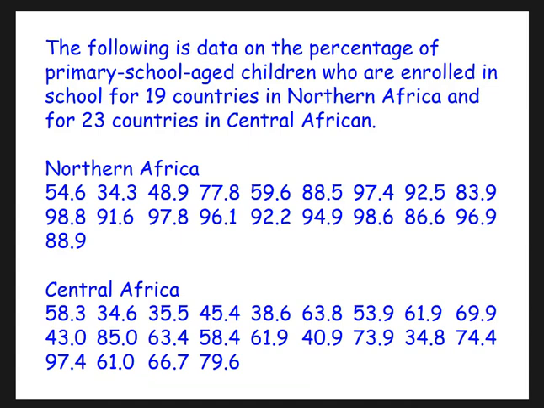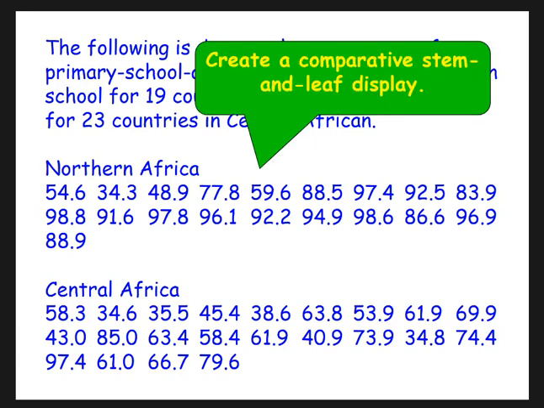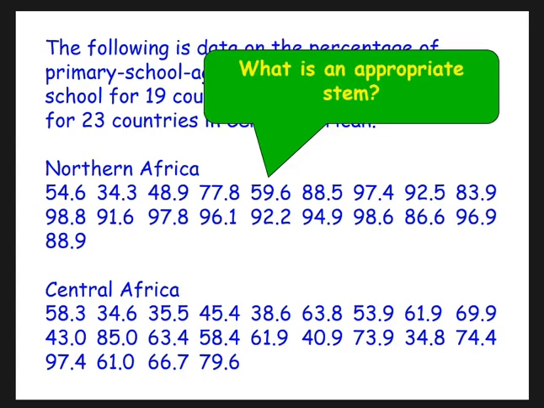So given this data here on the percentage of primary school-age children who are enrolled in school for some countries, we're going to look at North Africa to Central Africa. We're going to create a comparative stem and leaf plot. To do that, we have to make sure we have a stem that fits both sets of data, so it goes low enough for the lowest number of either set and high enough for the highest number of either set.